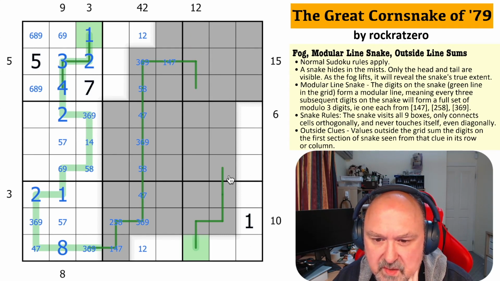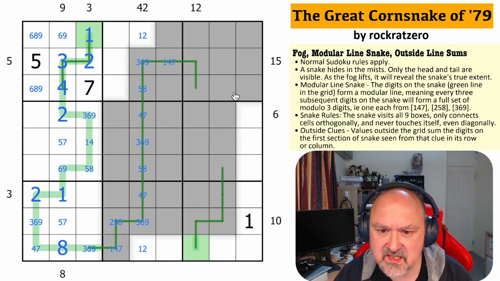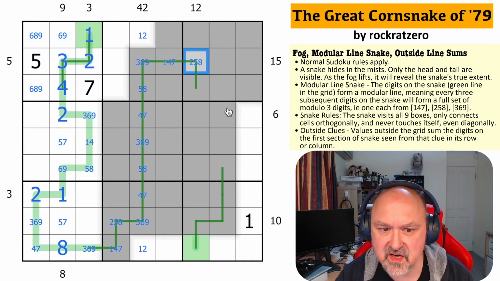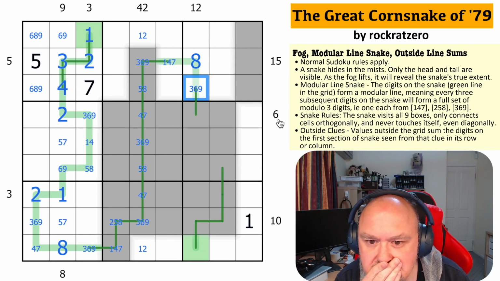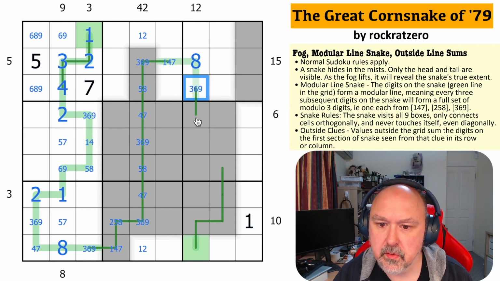Now, I could go this way maybe, there's multiple ways of doing this, I think. Because I could do that, and that's not touching itself. I could go down and do that. That's not touching itself. So there's a whole bunch of options there. But I can continue the modulo, because these are from 258, and it's not 2 or 5. So that is 8. And my snake has been confirmed. But this continues into the fog. This one is 369. But this is a 12 clue. And it has to continue.